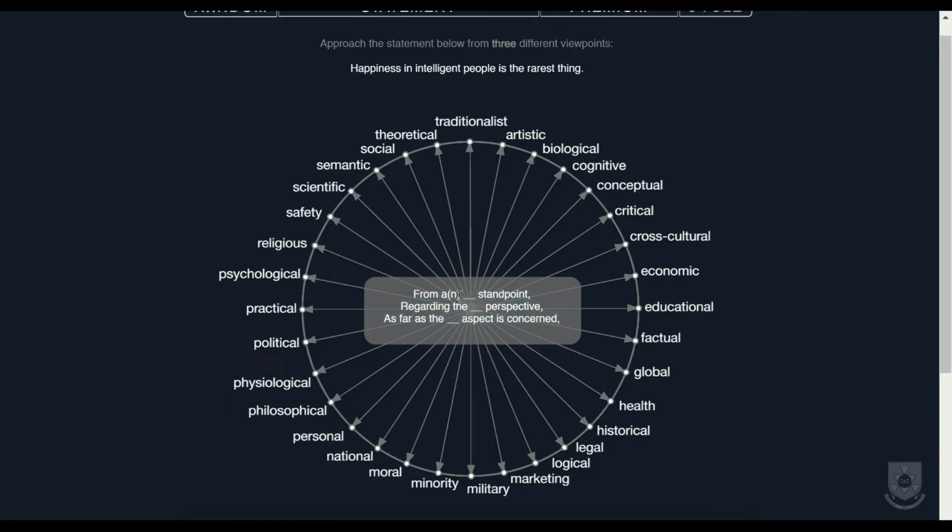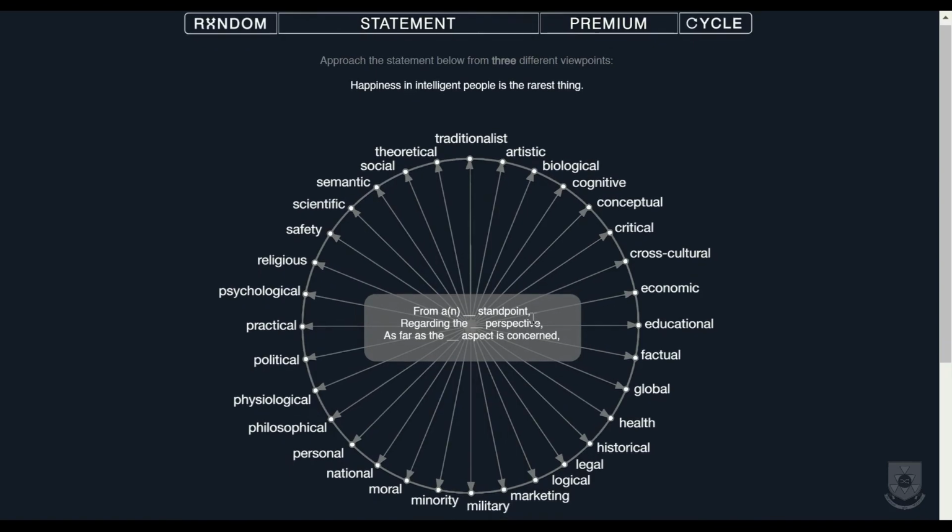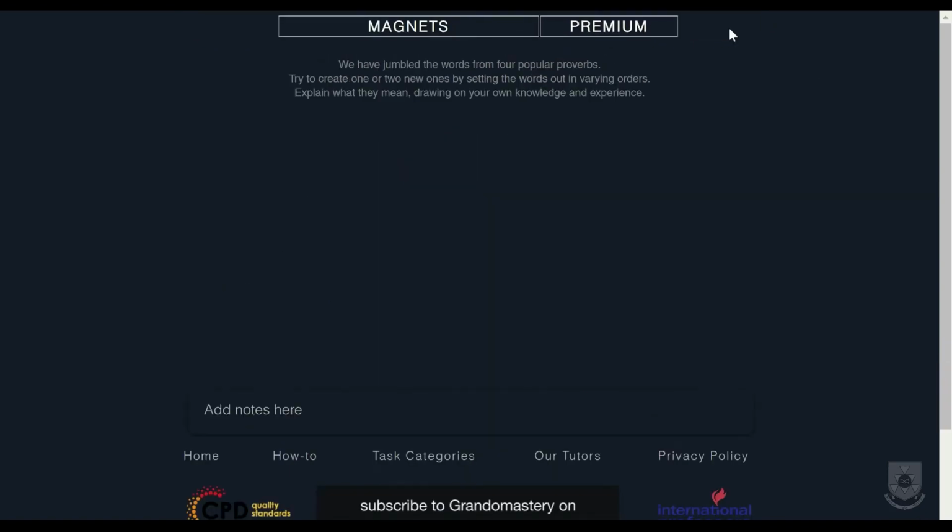For example, we can say that from a conceptual standpoint, this is indeed quite true, because we have even a popular, well, it's a book, it's a play by Griboyedov. It's called Woe from Wit, and it perfectly illustrates this. Then regarding the, well, educational perspective, usually the more intelligent they are, yes, the more unpleasant things they know about the world, about the future, about the past, etc. As far as that, and then you can just choose any, maybe religious aspect, but, well, I guess it is indeed up to you.